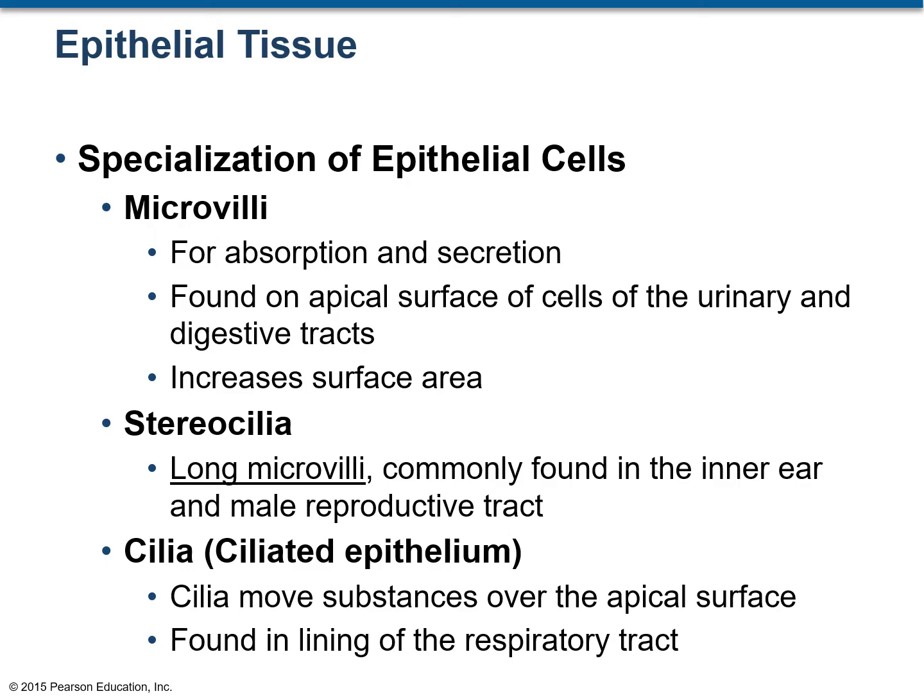Epithelial tissue shows certain types of specializations. The first one is microvilli. The microvilli are short finger-like projections of the plasma membrane of the cell, and the main function is to increase the surface area, and you can find microvilli in the inner lining of the digestive tract as well as the urinary tract. The second one is stereocilia, which is a longer version of the microvilli, and it is found in specific locations such as the inner ear or the male reproductive tract.